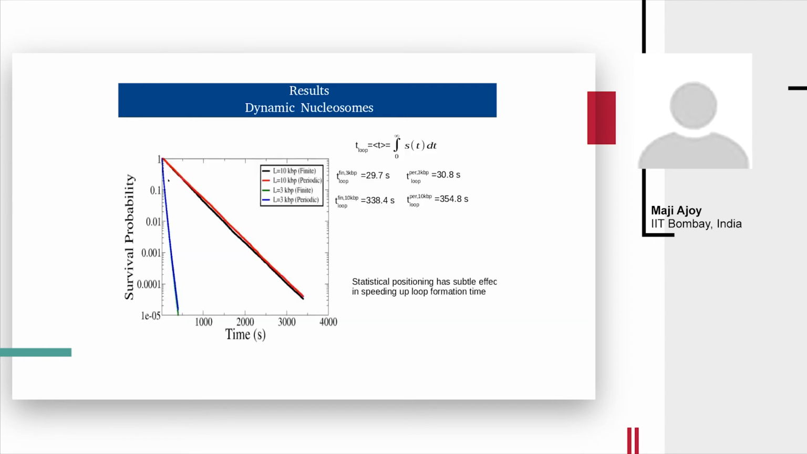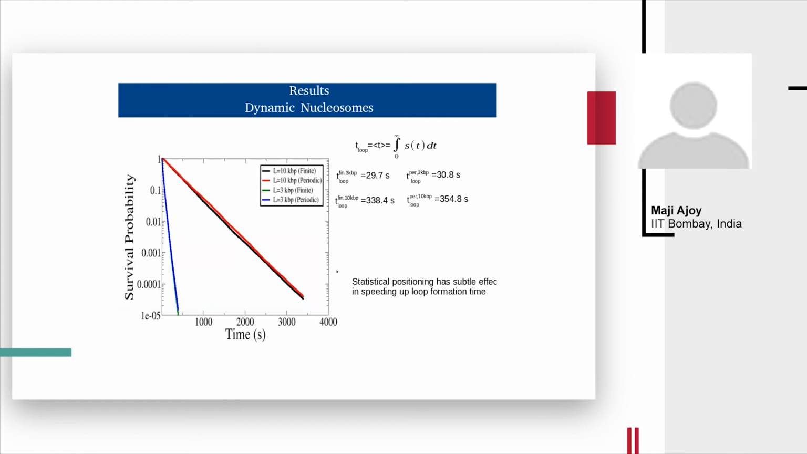So now we have plotted the survival probability of the random walkers to survive up to a certain instant time. This black line is the survival probability in case of finite lattice, and the red one is the survival probability in case of periodic lattice. And you can see that the survival probability in case of periodic lattice is higher than the finite lattice. We have calculated the loop formation time by integrating the survival probability. And you can see that the loop formation time in case of periodic lattice, when there is no statistical positioning, is higher than the loop formation time in case of finite lattice.